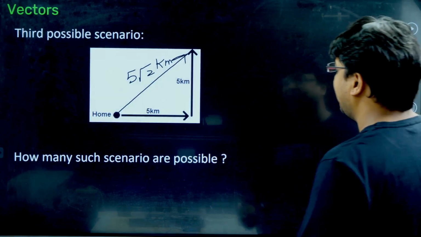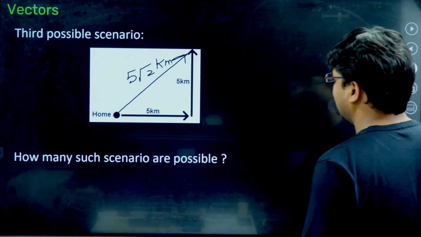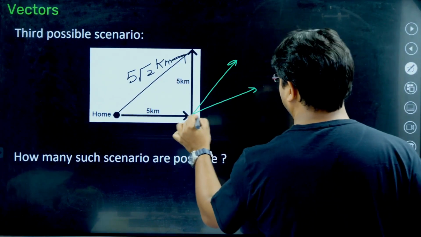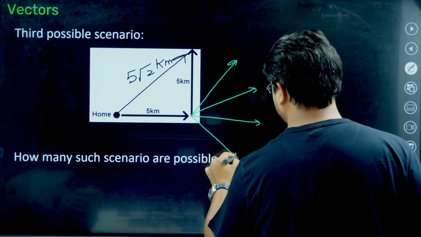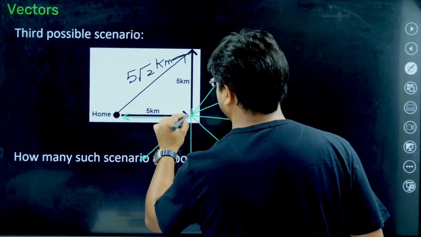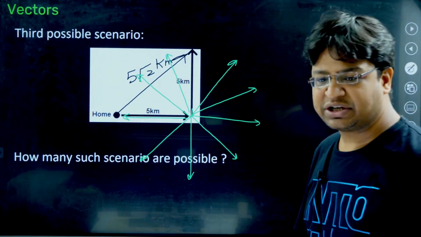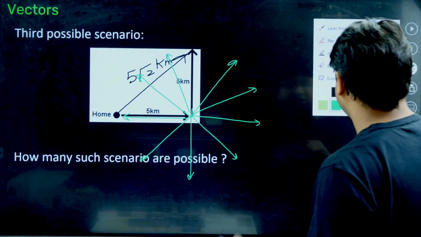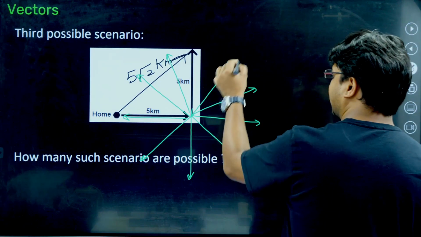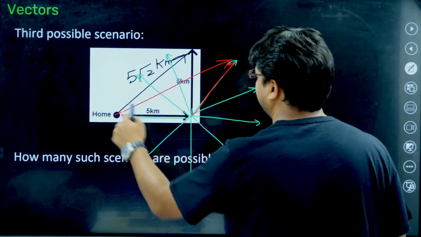For example, Rahim could have walked 5 kilometers maybe in this direction, or maybe in this direction, or this one, or this one, and so on, in many different directions. Depending upon in which direction Rahim has walked, his distance from the house would vary. Suppose this was the direction that Rahim chose, then this distance will be the answer.